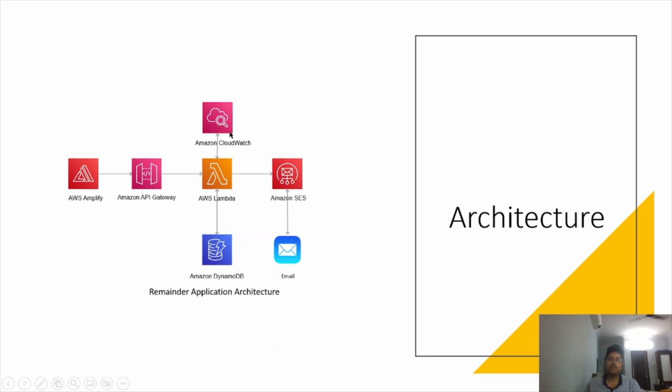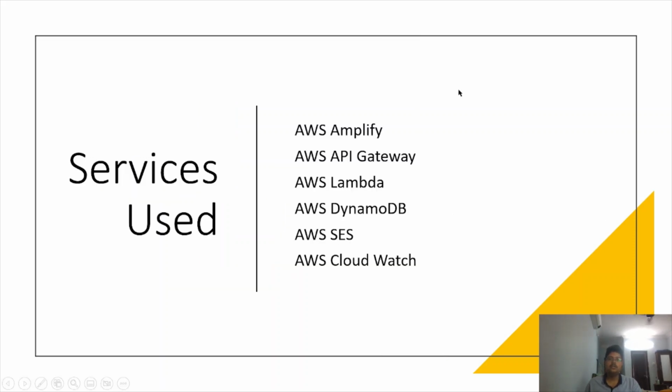AWS CloudWatch is used to trigger the AWS Lambda every day to send the notifications on that particular day. So these are the services used for this project: Amplify, API Gateway, Lambda, DynamoDB, SES, and CloudWatch.